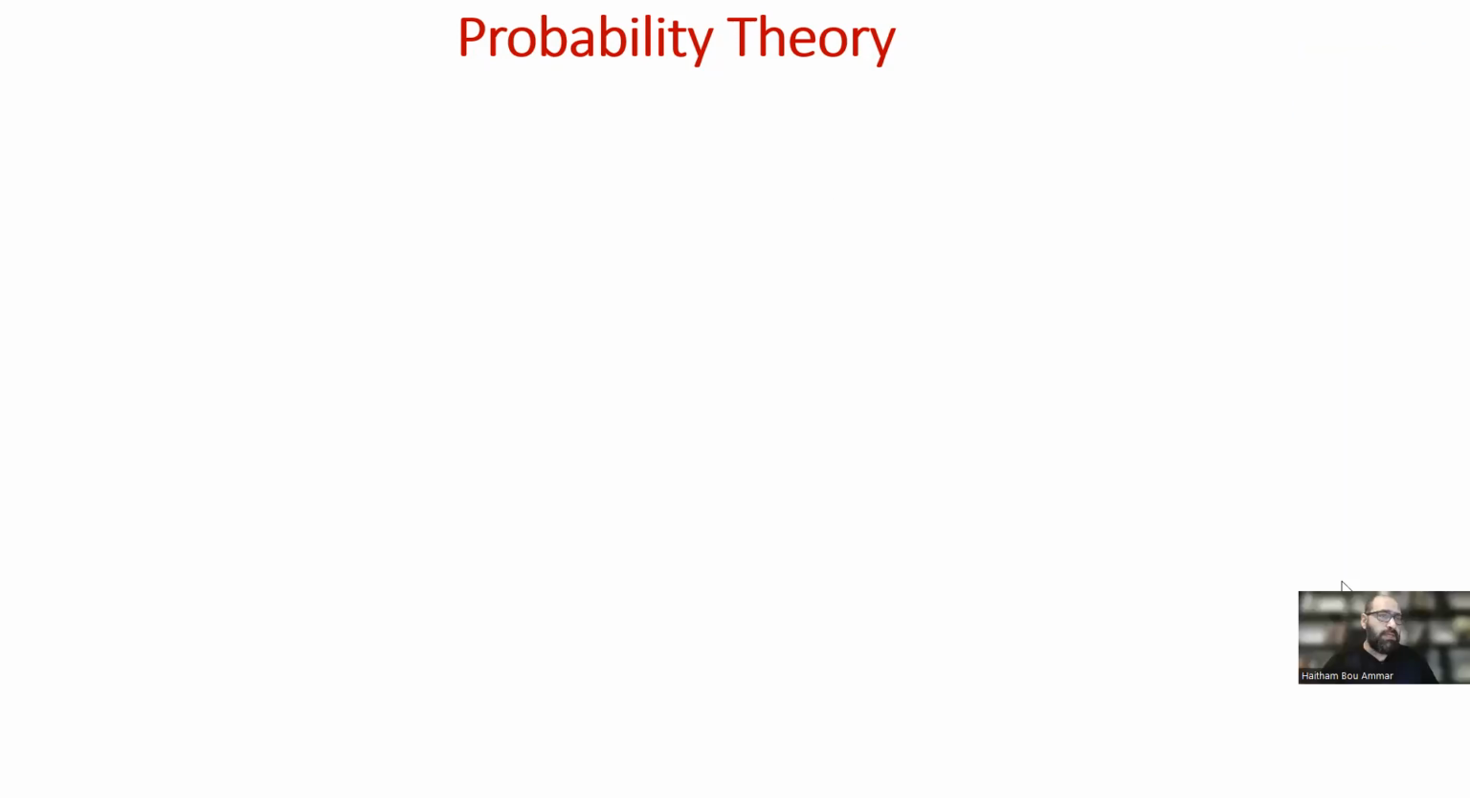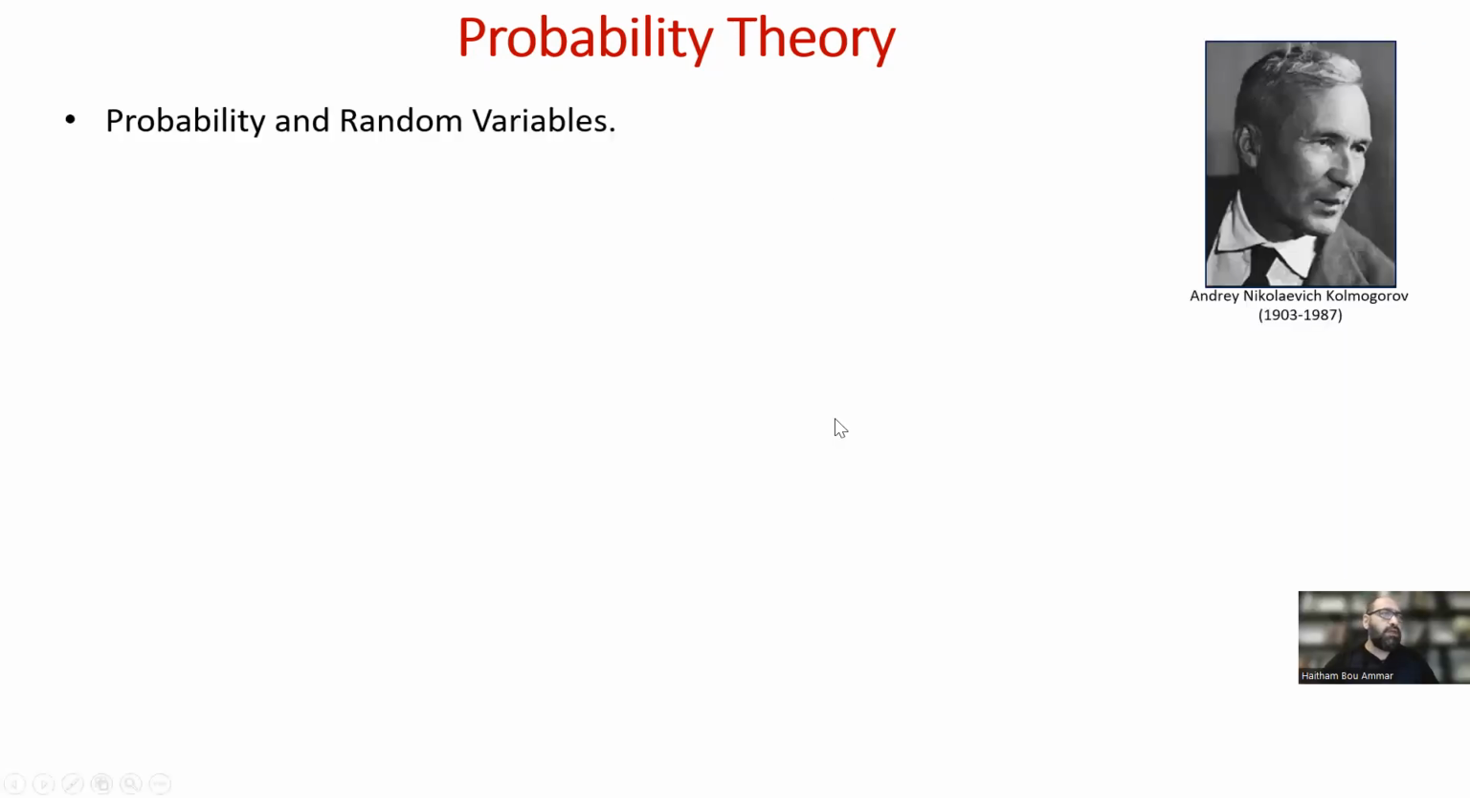So today we will start with the last part of our mathematics for machine learning lectures. And we're going to be talking about probability theory. So we will cover the following: probability and random variables. What are probabilities and what are random variables?